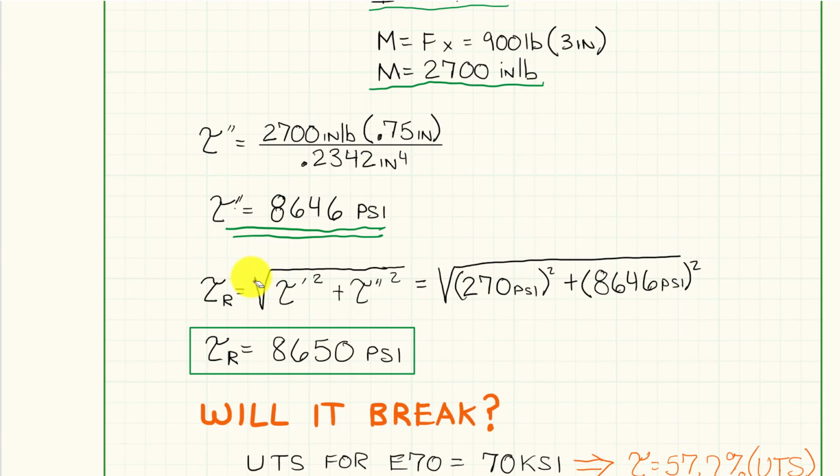We're going to use von Mises type theory of combining stresses, where we take tau prime squared plus tau double prime squared, take the square root of that, and that's going to yield our resultant shear stress, which we found right here.